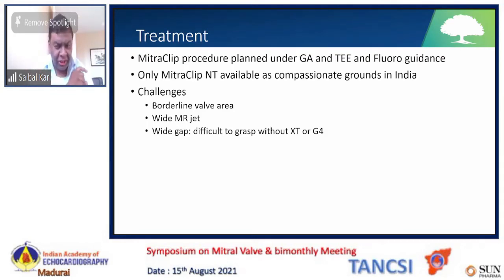The wide MR jet, did you see the jet was very wide, okay? And the gap was very wide. So the problem was to grasp the leaflets. But the only thing I told him, I said, look, it may not work. I will try, but the only thing I can tell you, I won't kill you. So that's the only thing I told him. So they reluctantly agreed for the procedure, very reluctantly.